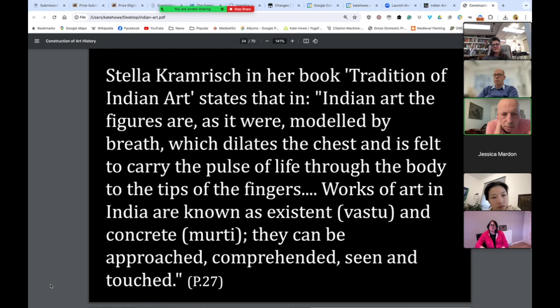Does someone read? Stella Kramrisch, in her book Tradition of Indian Art, states that in, quote, Indian art, the figures are, as it were, modeled by breadth, which dilates the chest and is felt to carry the pulse of life throughout the body to the tips of the fingers. Works of art in India are known as existent, vastu, and concrete, murti. They can be approached, comprehended, seen, and touched.